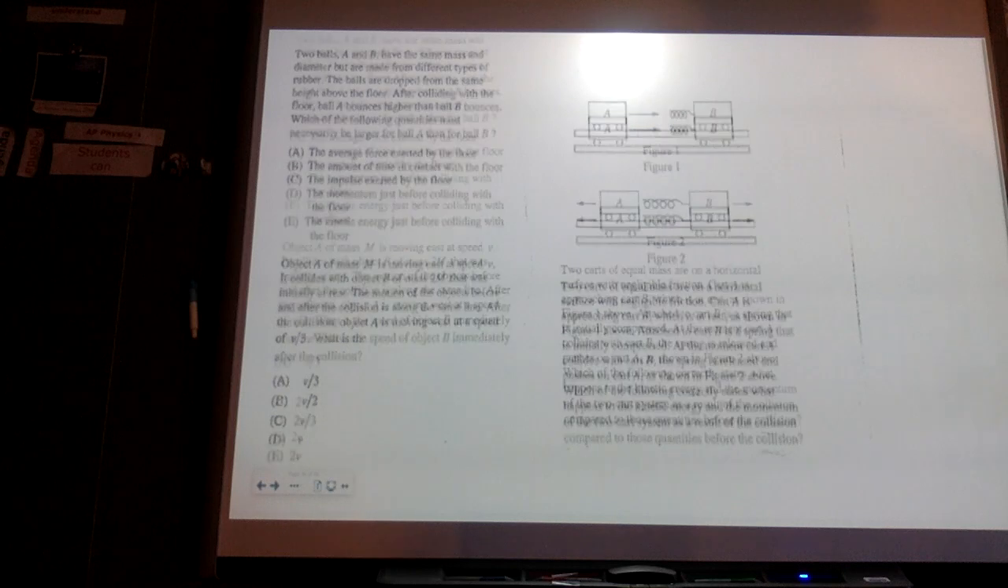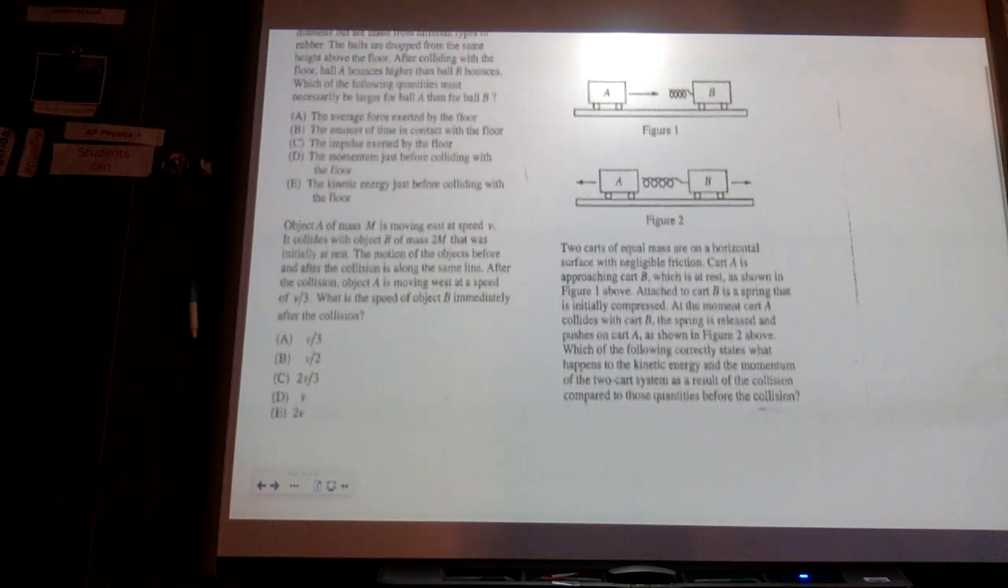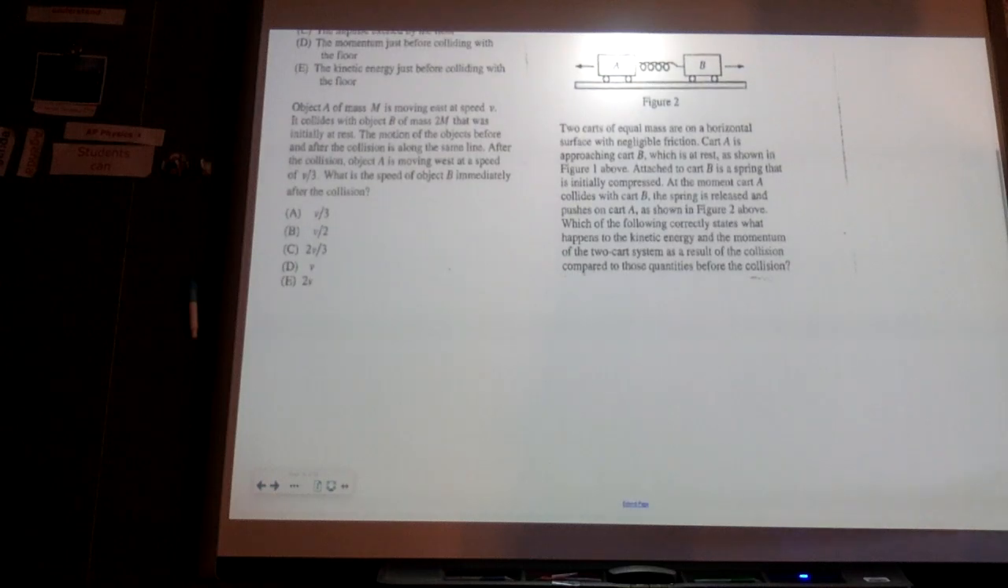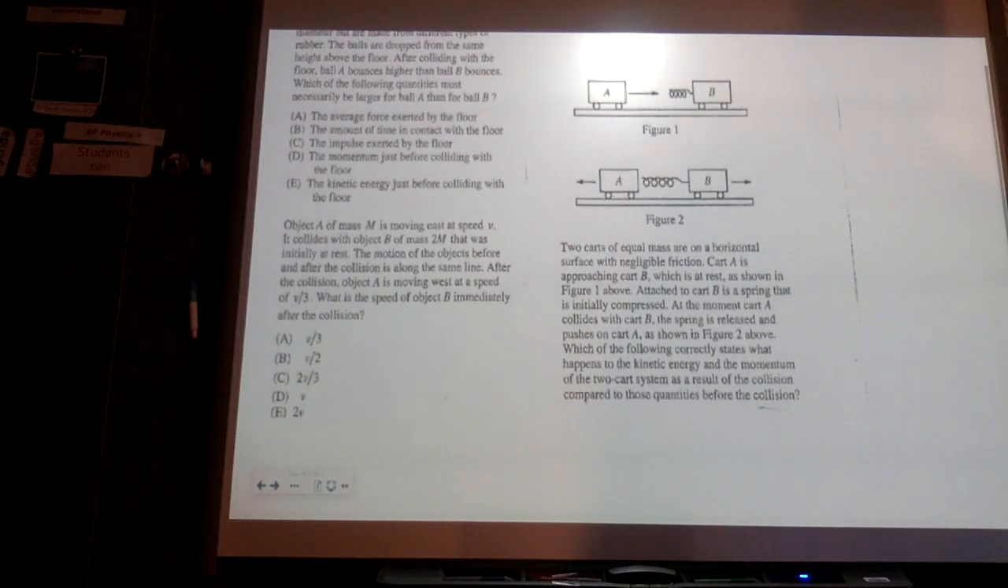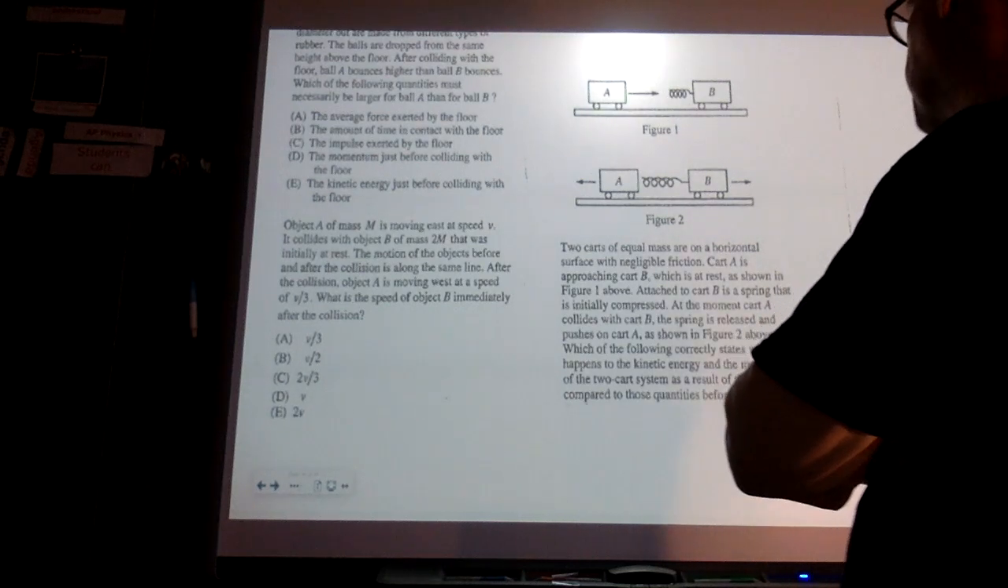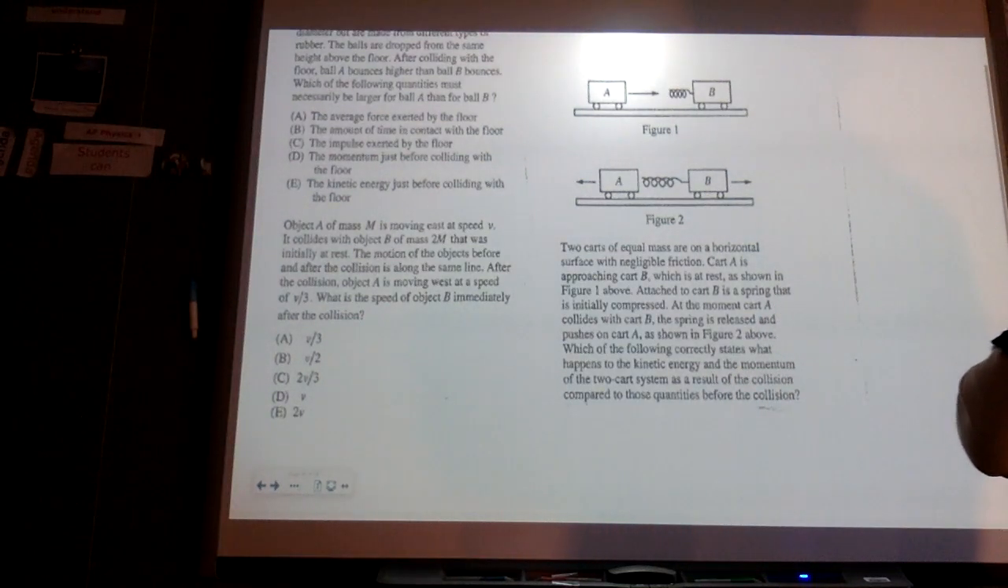Two carts of equal mass are on a horizontal surface with negligible friction. Cart A is approaching cart B, which is at rest, as shown in the figure above. Attached to cart B is a spring that is initially compressed. At the moment A collides with B, the spring is released and pushes cart A, as shown in figure 2 above. Which option correctly states what happens to the kinetic energy and momentum of the two-cart system as a result of the collision compared to those quantities before?